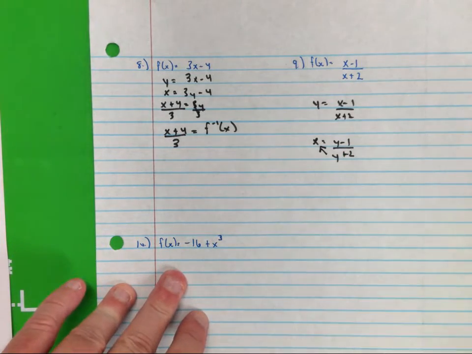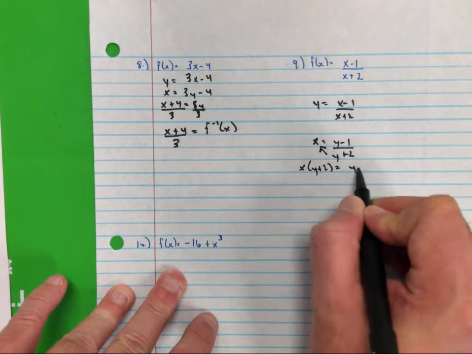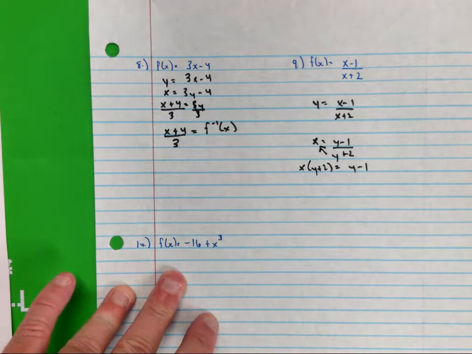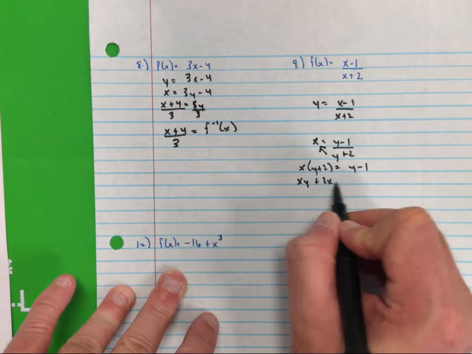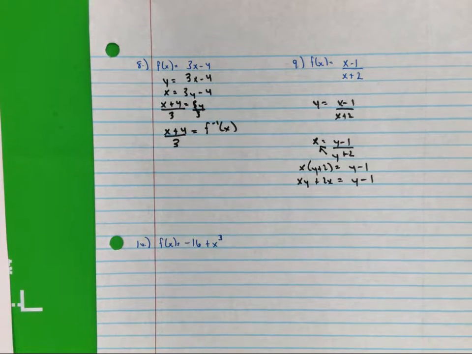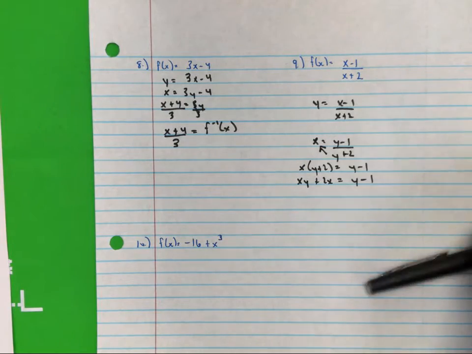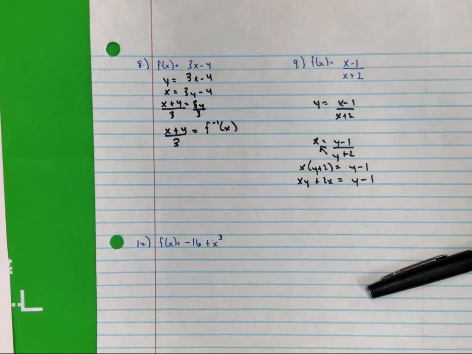So I'm going to cross multiply. X times (y plus 2) equals y minus 1. Now I'm going to distribute: xy plus 2x equals y minus 1. So what should be our next thing we do here? You could do 1 of 2 things. You could bring this y over here, or you can bring the xy. You just need to get your y's on one side.